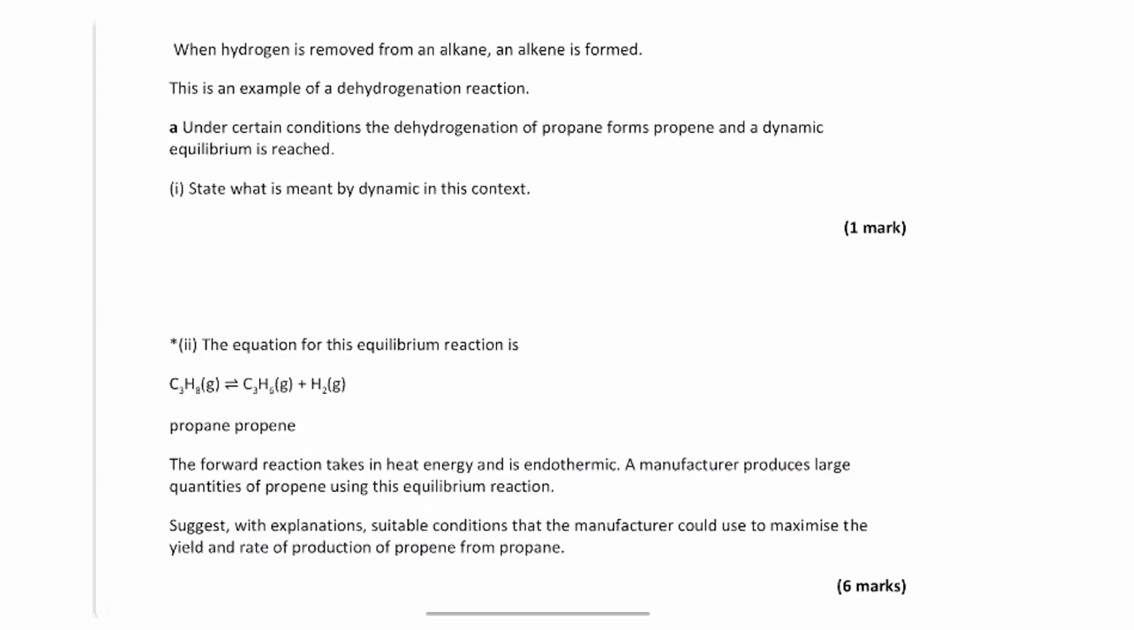So whenever it's state, this is a nice, simple recall question. If you're not 100% sure about all of your keywords, now is a fantastic time to start using flashcards to get those keywords in there, because this is just a gift of a mark from the examiners. So when we are talking about dynamic in an equilibrium context, it's because both the forwards and the backwards reactions are taking place at the same time.